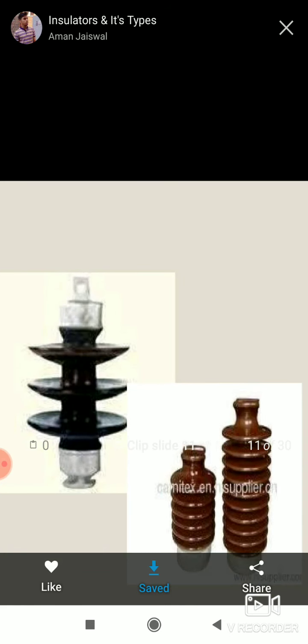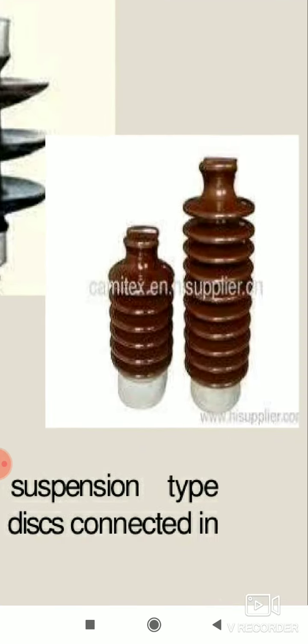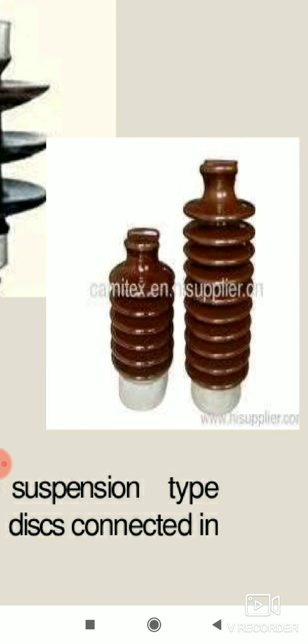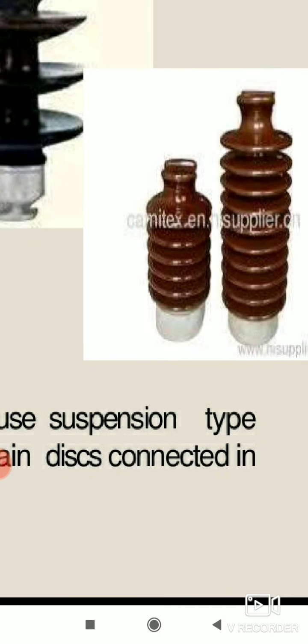The maximum voltage this type of insulator can carry is 33 kV, because there are 3 discs. That's why this is a 33 kV insulator. Beyond 33 kV, whatever it may be, if you count the discs here: 1, 2, 3, 4, 5, 6, 7, 8, 9, 10 discs. So that means 11 into 10, which is 110 kV of line that these types of insulators can carry, right?